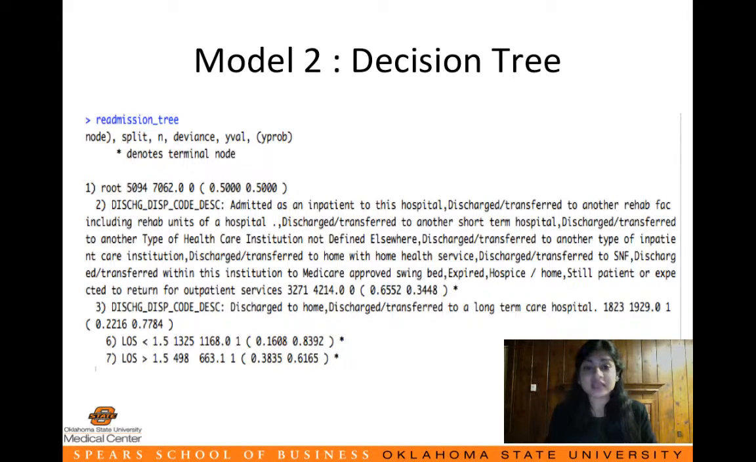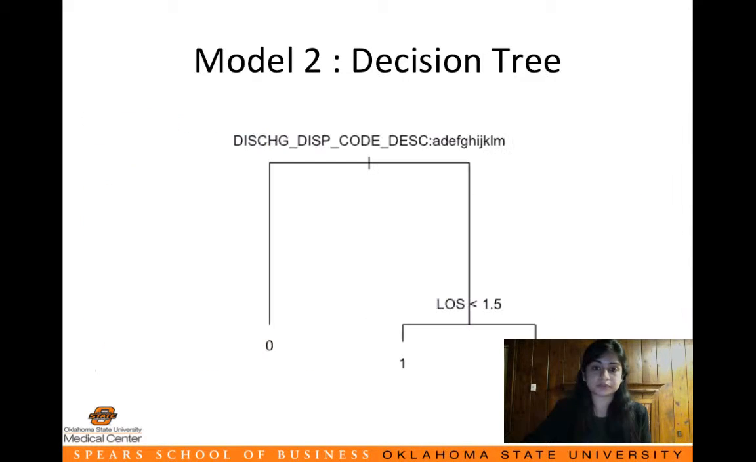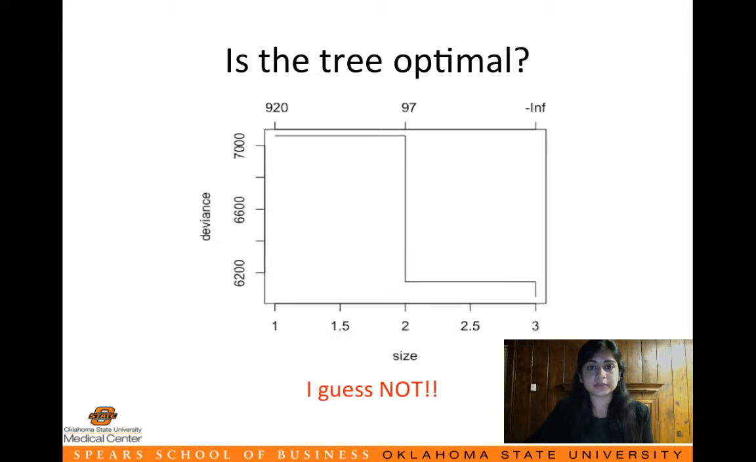We found that when it was discharge disposition code, there was 65% probability that a person won't be readmitted, whereas 34% probability the person will be readmitted. Whereas when length of stay is less than 1.5, 16% probability that a person won't be readmitted, whereas 83% probability that a person will be readmitted. This is the decision tree that was constructed.